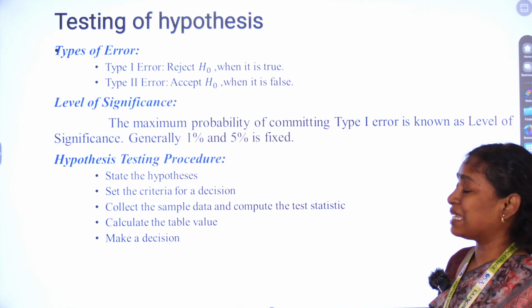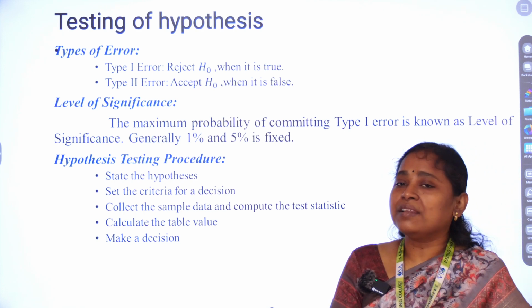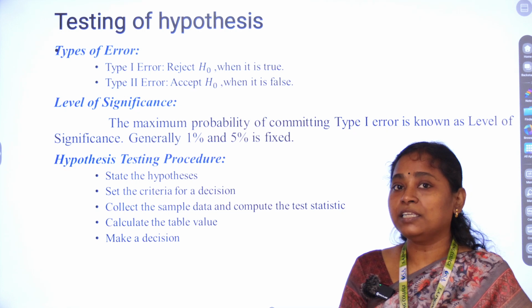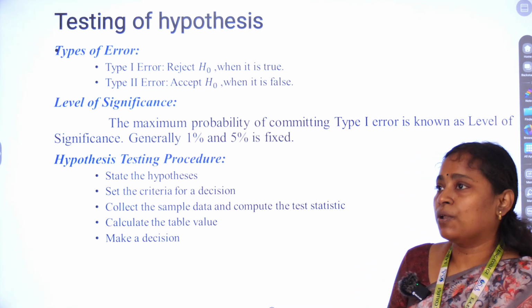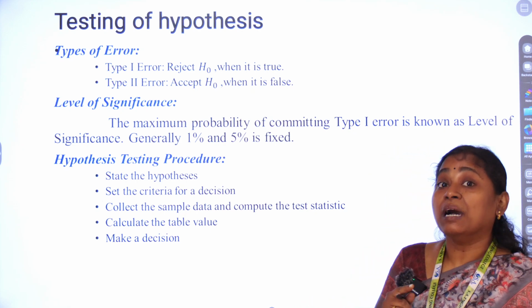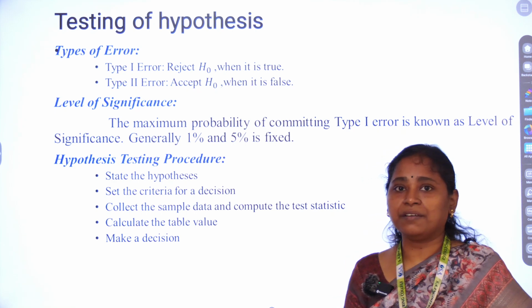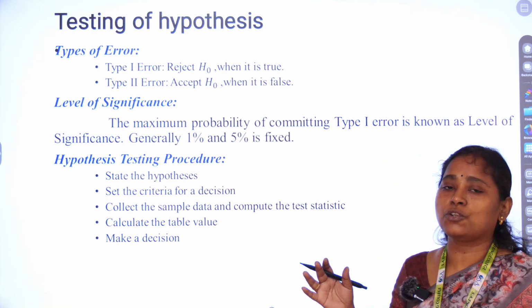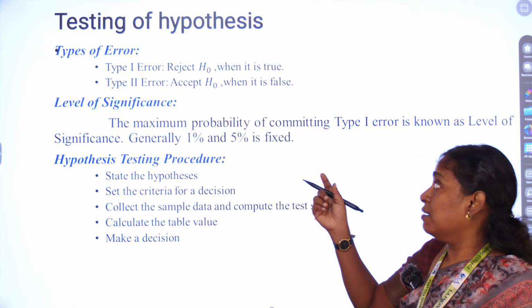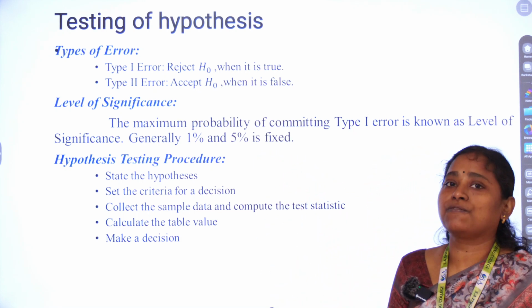Now next is types of error. Generally, when you collect a sample, there is a possibility of committing two types of error. The first one is type 1 error, which means rejecting H naught when it is true, and the next error is type 2 error, accepting H naught when it is false.